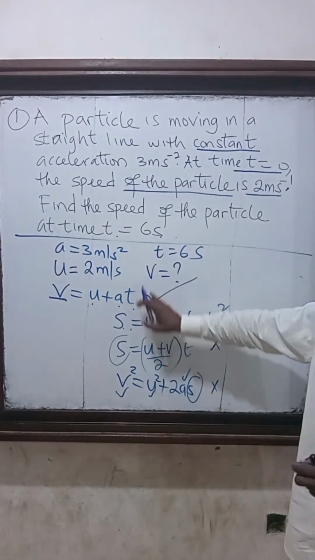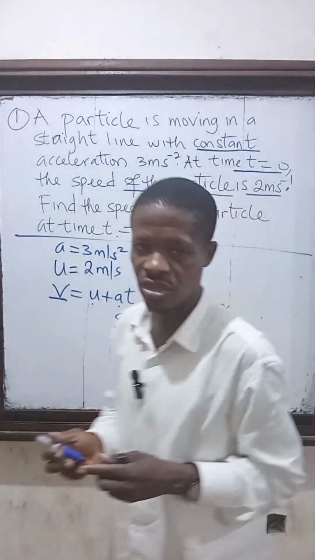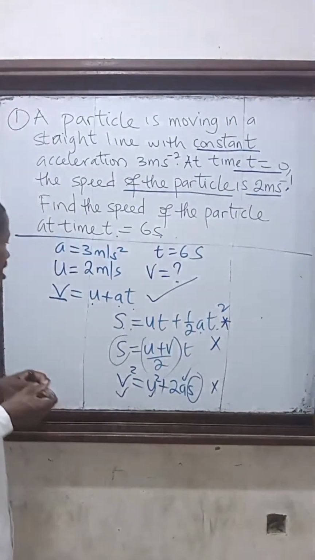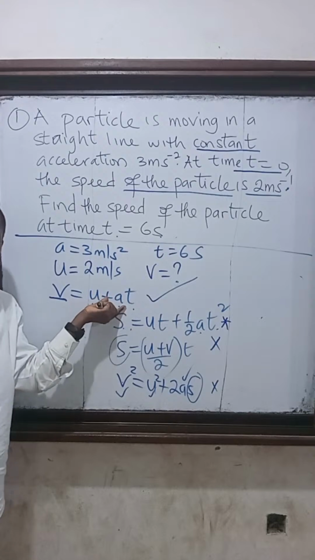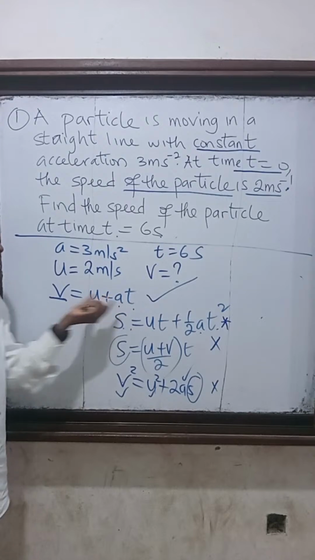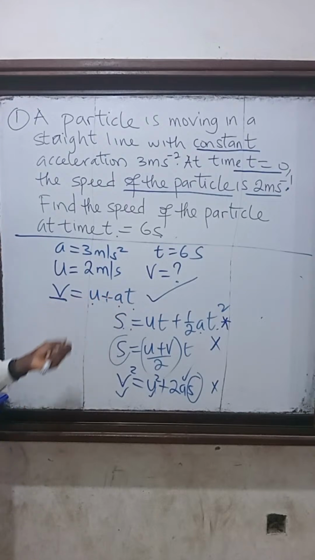So this first equation is the equation we are going to use. And if we check the parameters, we have 4 parameters in this equation. 3 of the parameters are given, then we can get the fourth parameter.